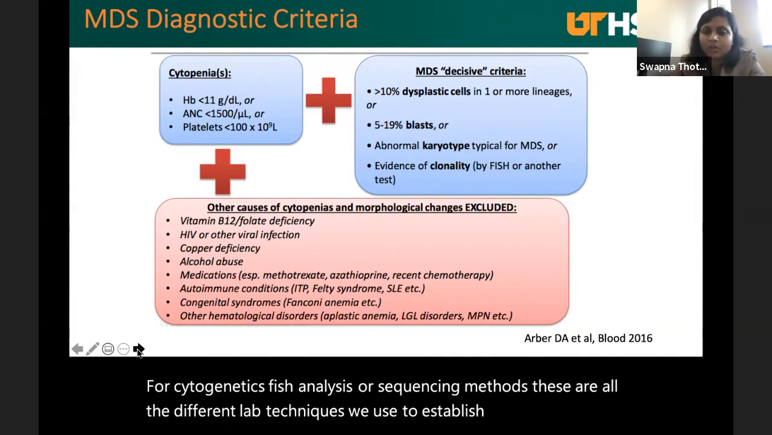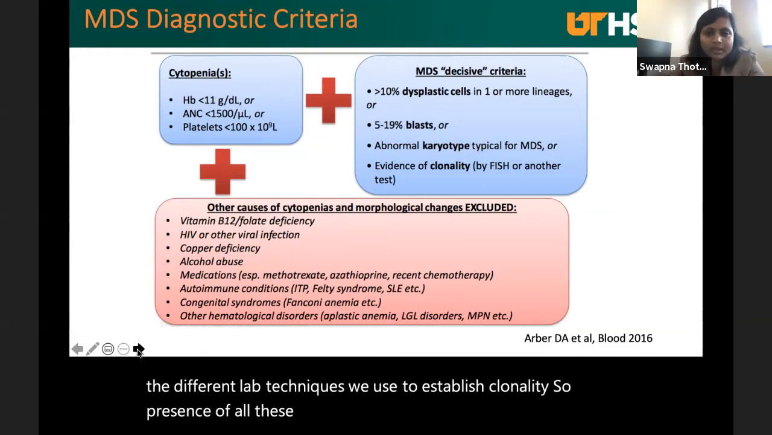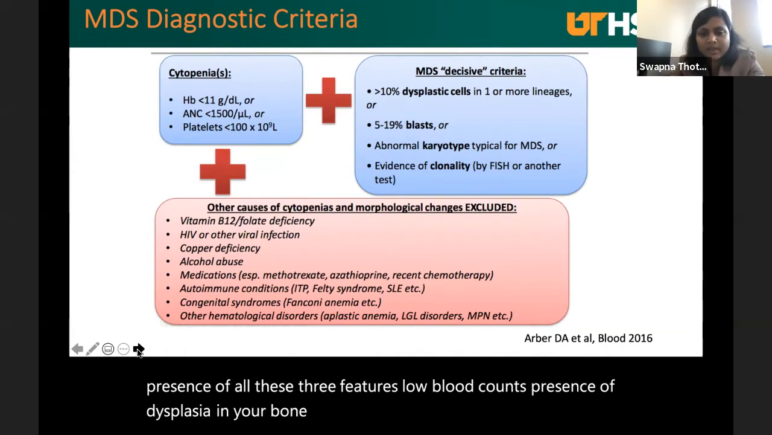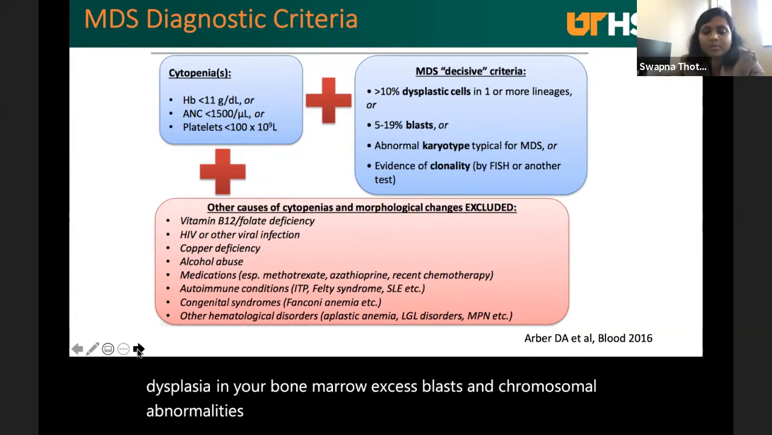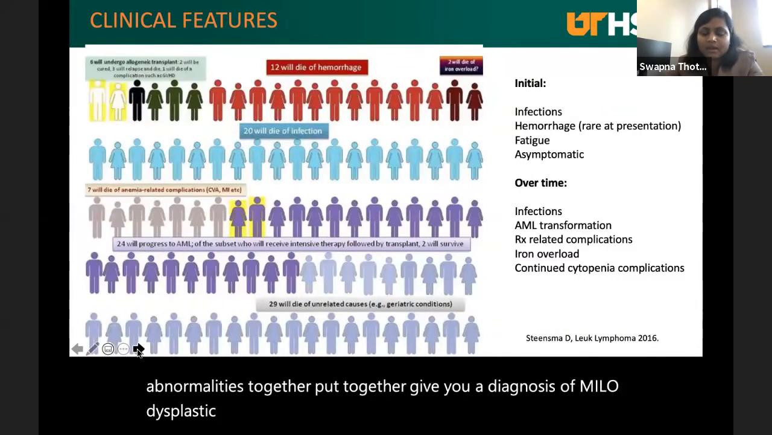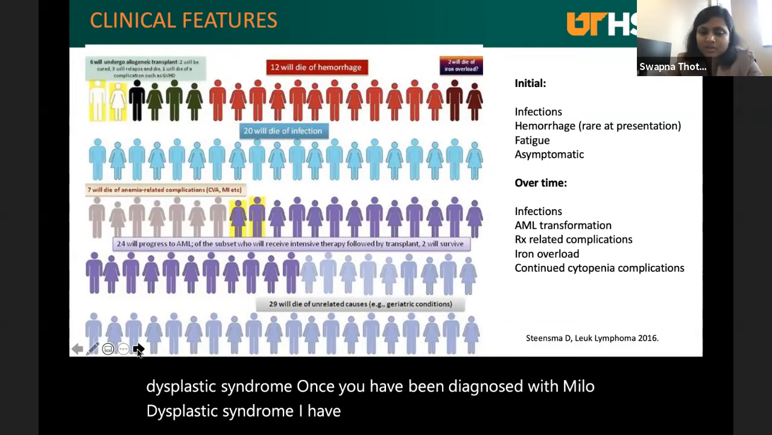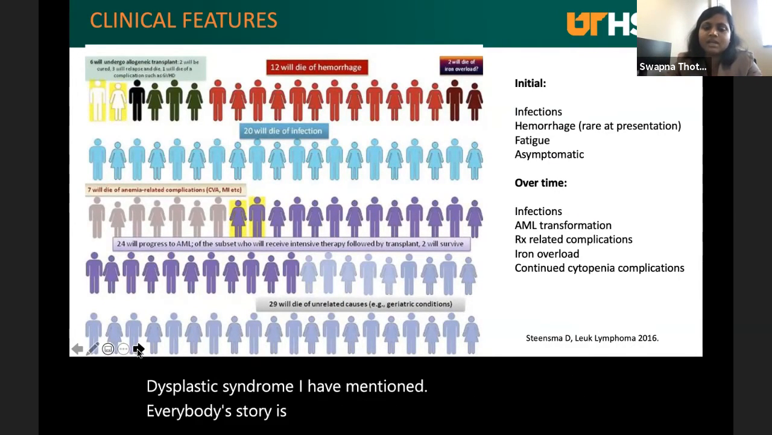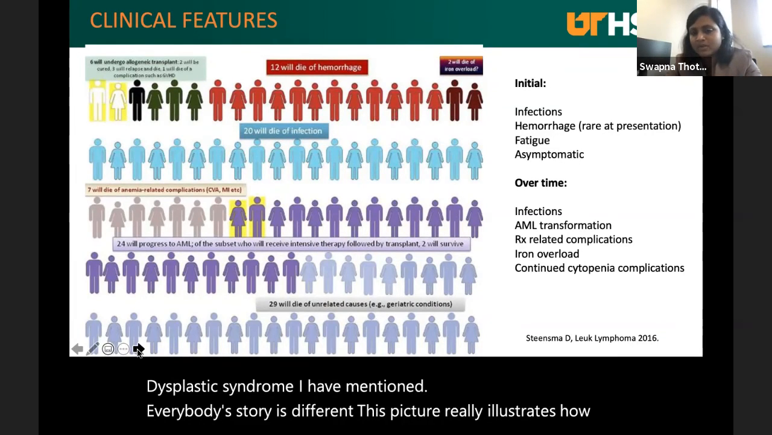So presence of all these three features, low blood counts, presence of dysplasia in your bone marrow, excess blasts, and chromosomal abnormalities put together give you a diagnosis of myelodysplastic syndrome. Once you have been diagnosed with myelodysplastic syndrome, I have mentioned everybody's story is different. This picture really illustrates how different MDS impacts everyone's life.